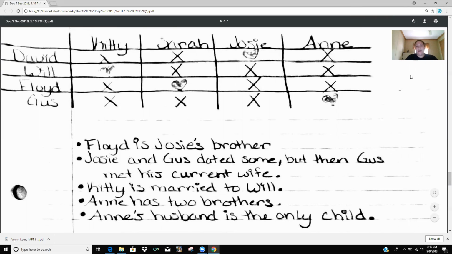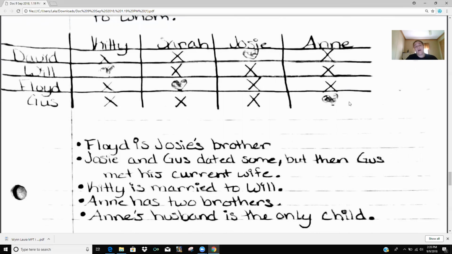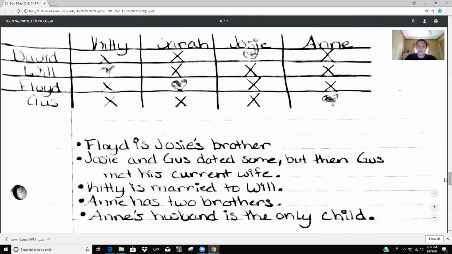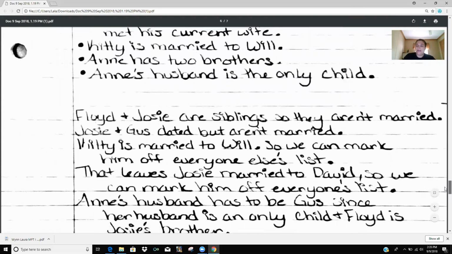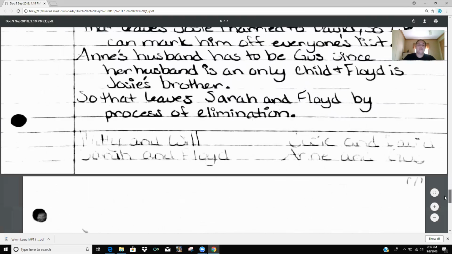So let's go back over here to Ann. Her last 2 options is Floyd and Gus, which we know Floyd is Josie's brother, and if her husband's an only child, it cannot be Floyd. So we'll mark him out, and she must be married to Gus. And that leaves Sarah married to Floyd. Hopefully you guys caught all of that. All right, and I wrote it down for you, step by step of how to figure it out.